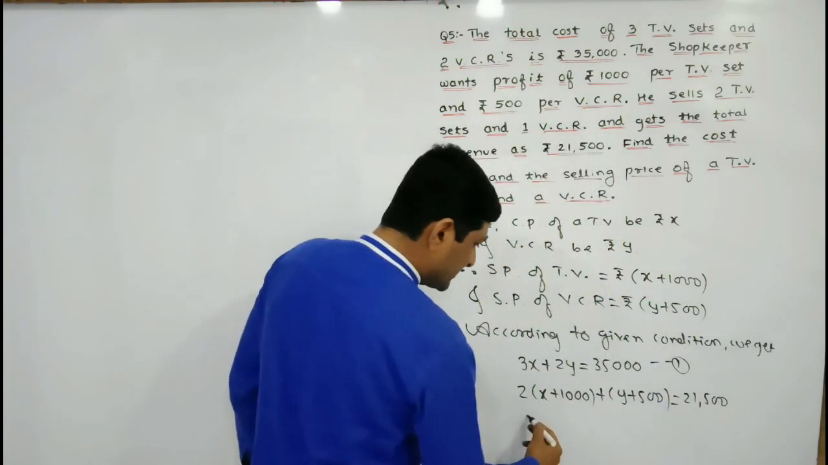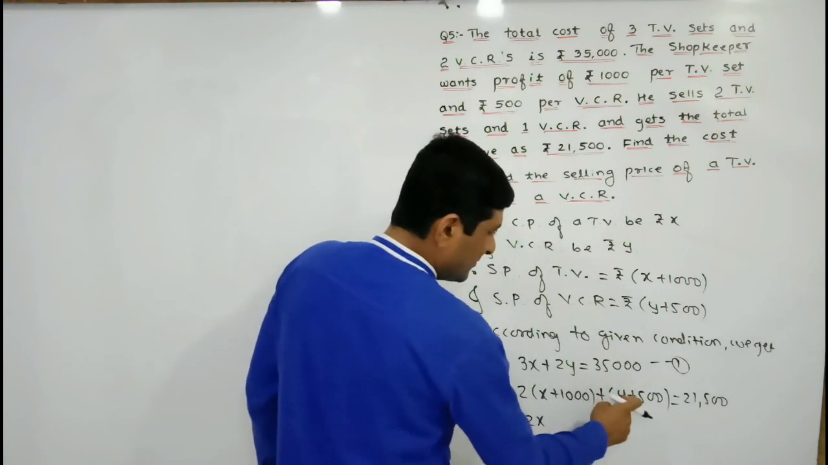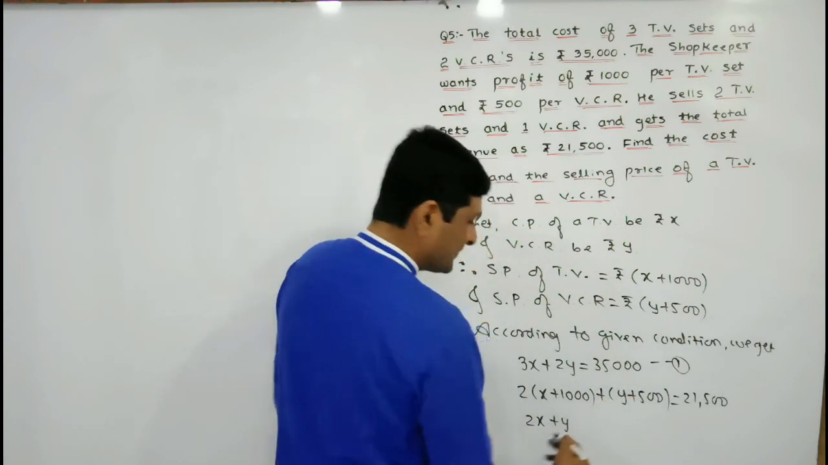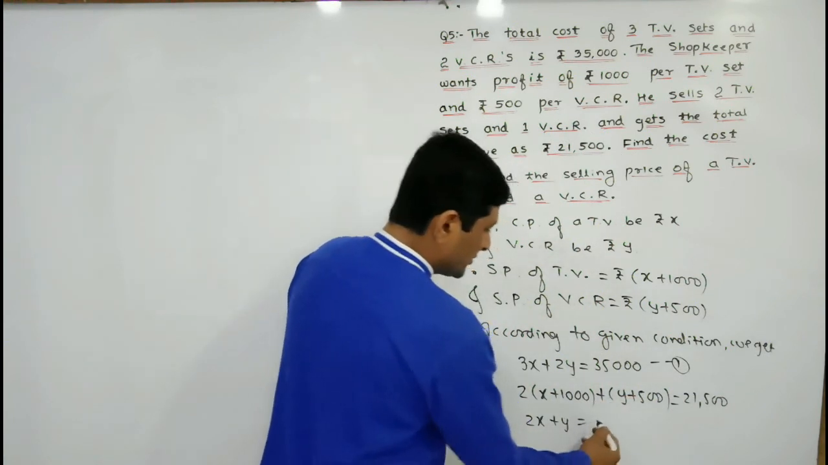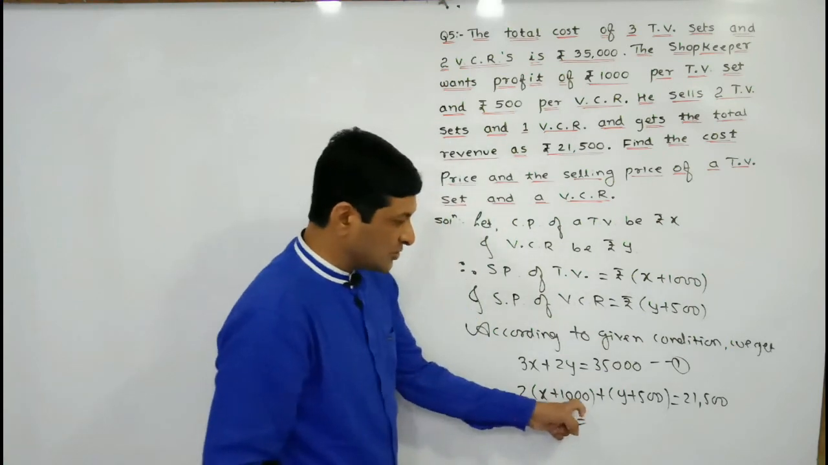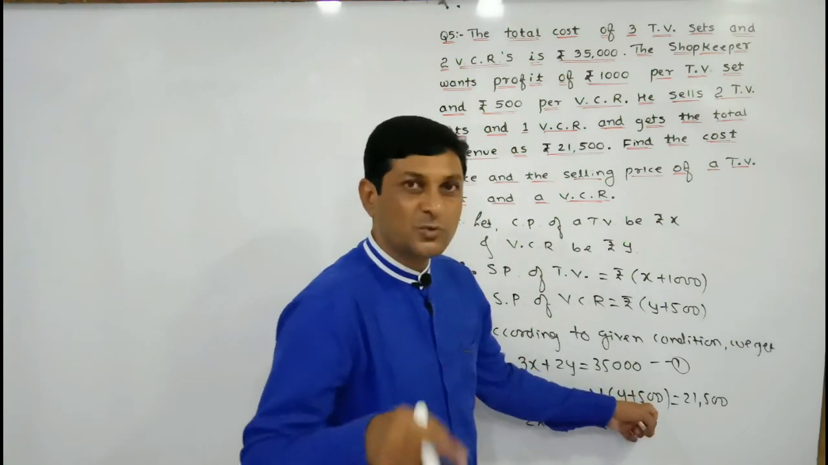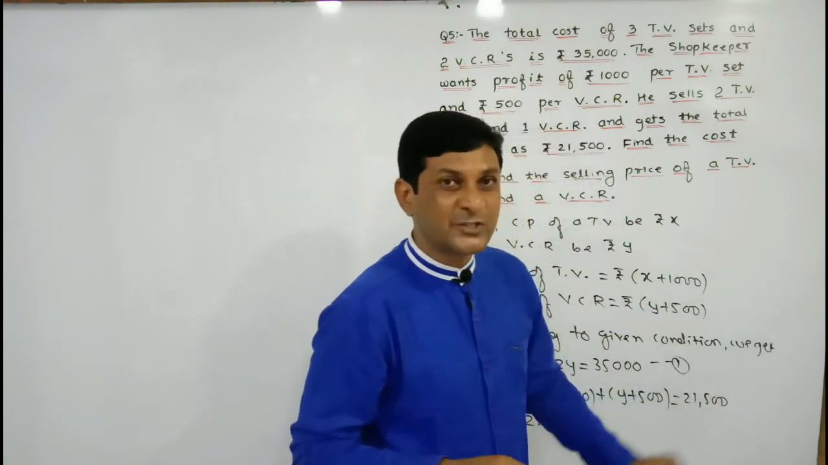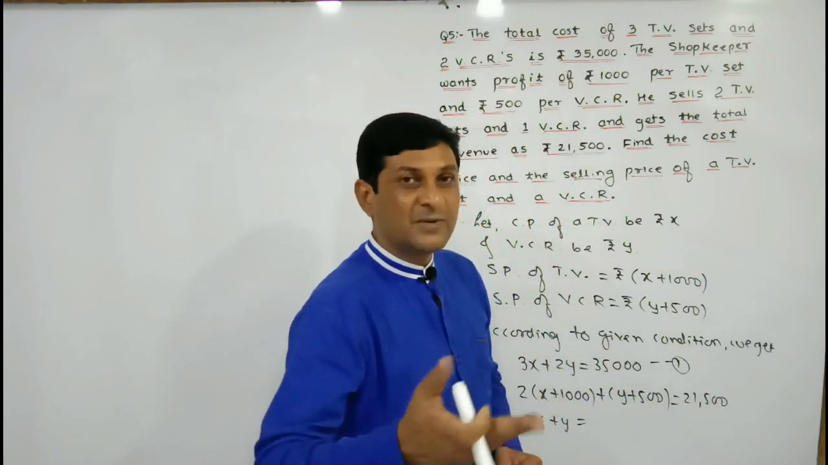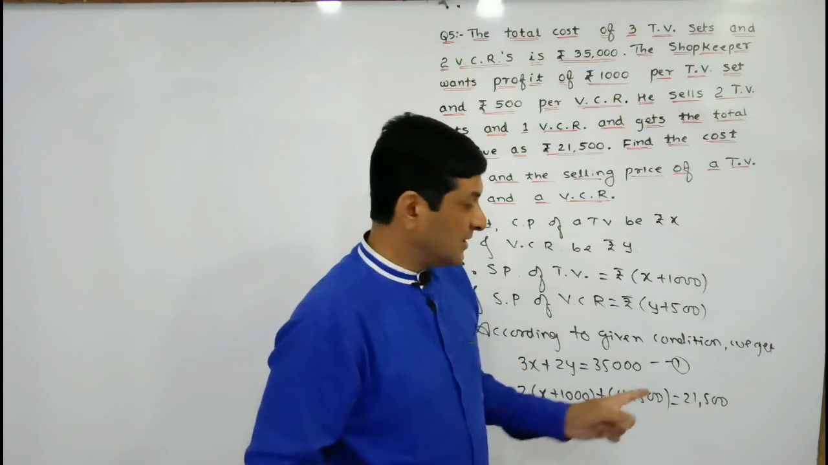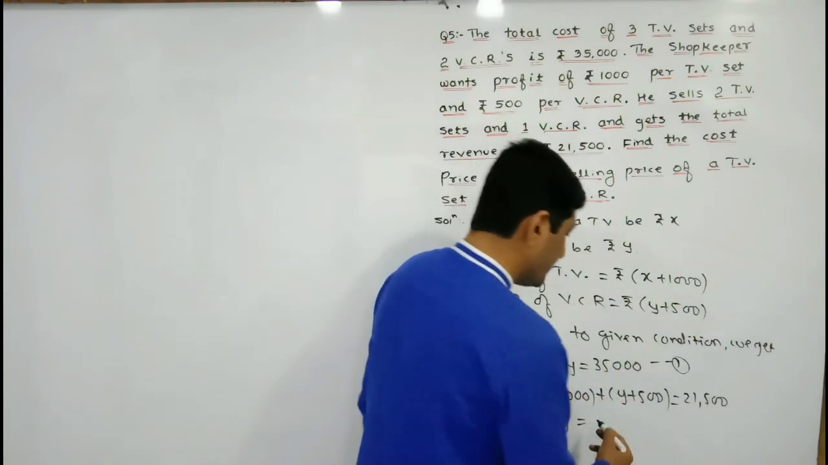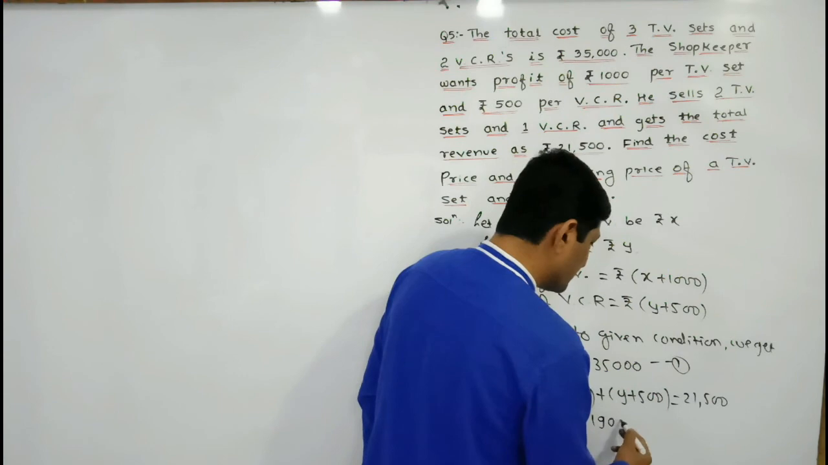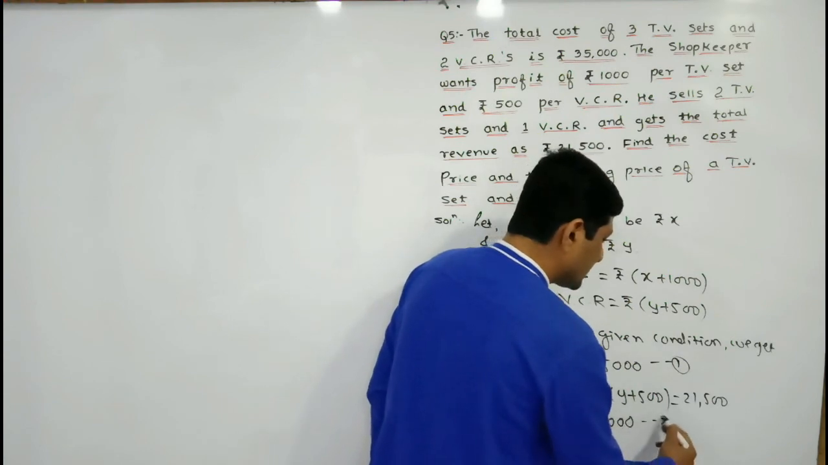Let us write down this equation in the simplest form. 2 into X is here, we will get 2X, and here 1 into Y will be equal to Y. Then collect the constant terms. So 2 into 1000 is 2000, 2000 plus 500 is 2500, plus 2500 on this side will become minus 2500. 21,500 minus 2,500 will be equal to 19,000. In this way we have got the second equation.